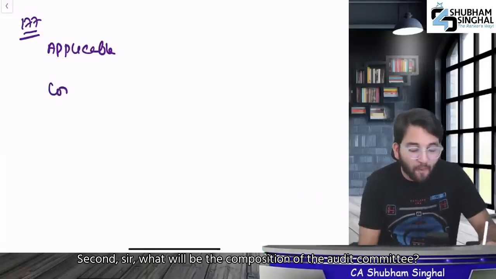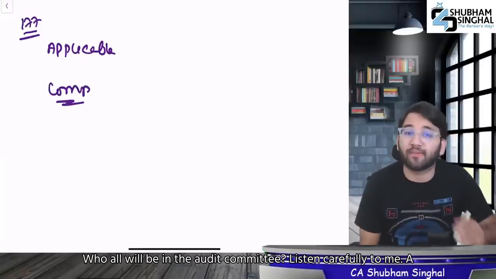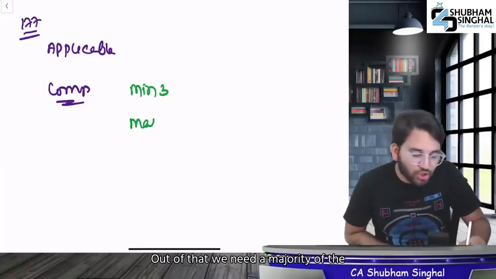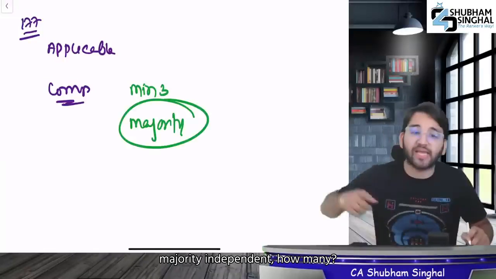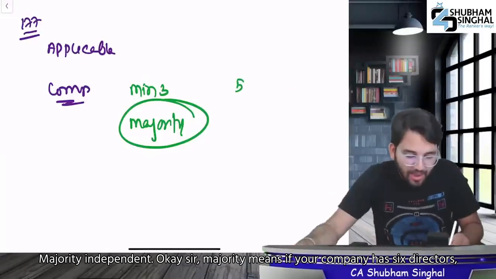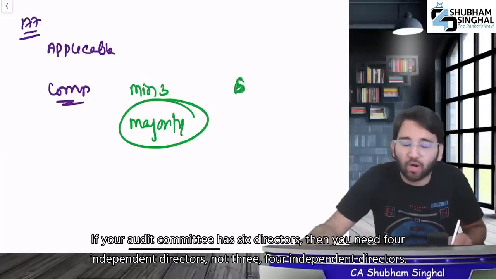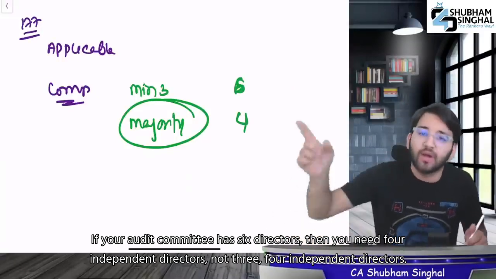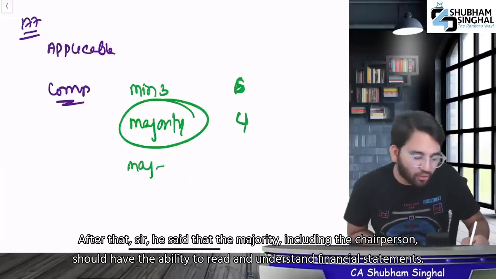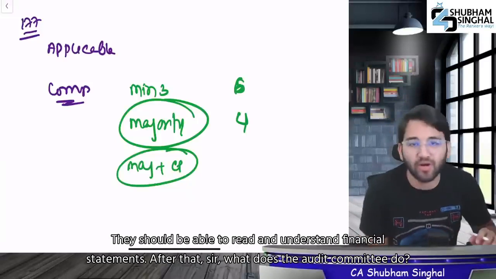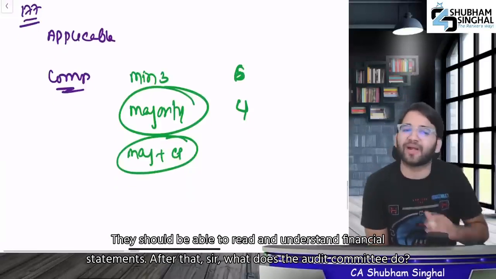What will be the composition of the audit committee? Who all will be in the audit committee? Listen, the law says you need at least 3 directors. Out of that, we need a majority independent. Okay? Majority means if your audit committee has 6 directors, you need 4 independent directors. After that, they said the majority, including the chairperson, should have the ability to read and understand financial statements.